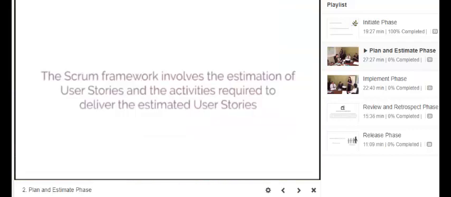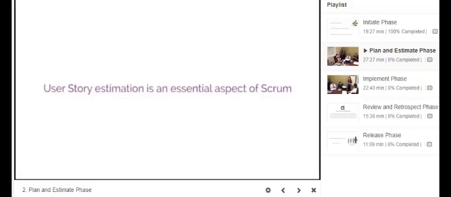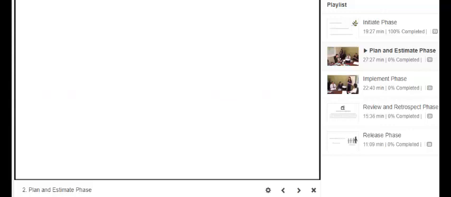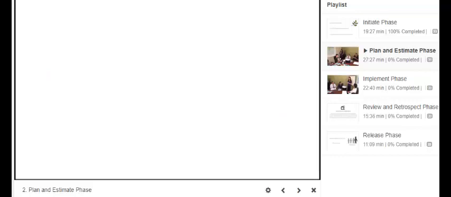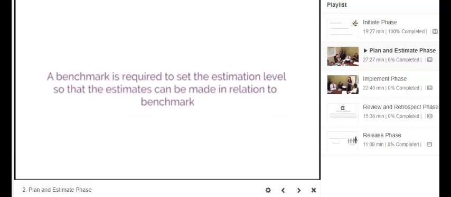The Scrum framework involves the estimation of user stories and the activities required to deliver the estimated user stories. User story estimation is an essential aspect of Scrum. However, the estimations done by individual Scrum team members and different Scrum teams will have variations due to the complexity of the activities on hand and the time and effort required in accomplishing them. Therefore, a benchmark is required to set the estimation level so that the estimates can be made in relation to the set benchmark.